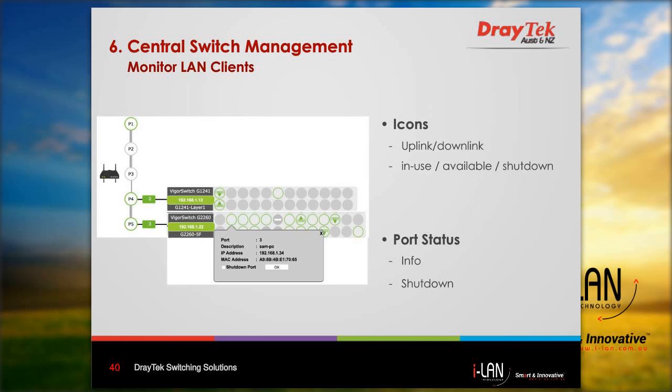The central switch management console will also show the model of the switches attached to each router LAN port. The color icon shows the different states of the switch ports. Port status includes uplink and downlink port. The ports are in use, available, or in shutdown mode. Clicking on the switch port will show the port status. Here, you can see the port information. There is also an option to shut down the port.